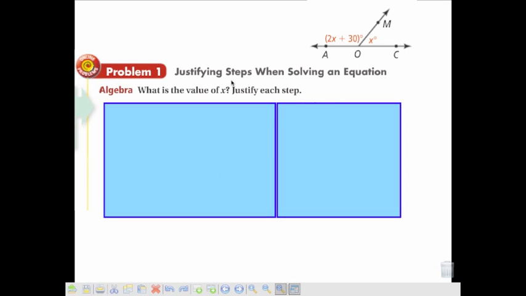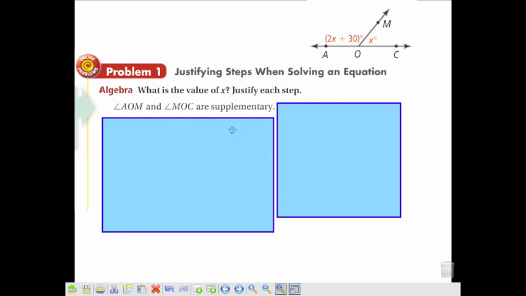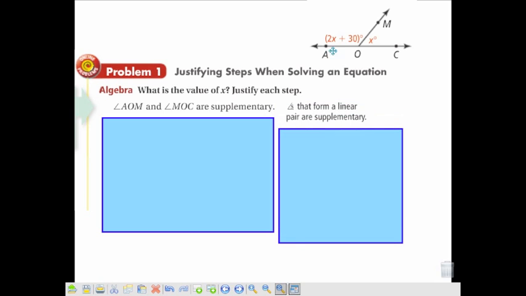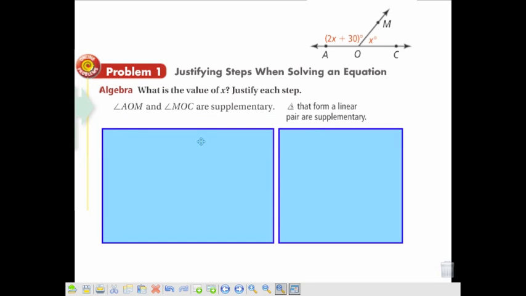Basically, just justifying steps when we solve an equation. So what's the value of x? So we look at this first of all. We look at the picture. The pictures are important in these. And we notice this is forming a line, so we should recognize that those parts are supplementary. Well, why do we know that they're supplementary? We have to justify that. And we can see that there's a linear pair here. They form a line, and we know that a linear pair is supplementary. That's something we saw in chapter 1.